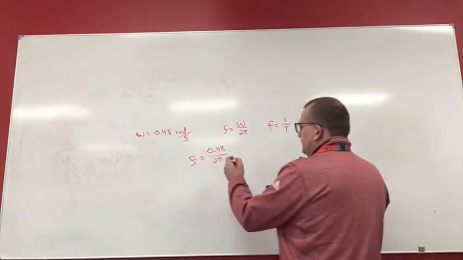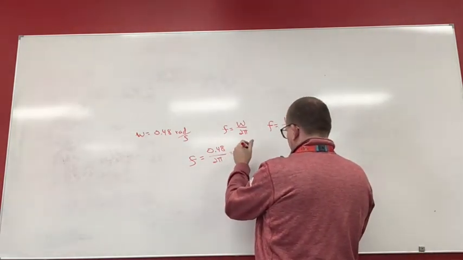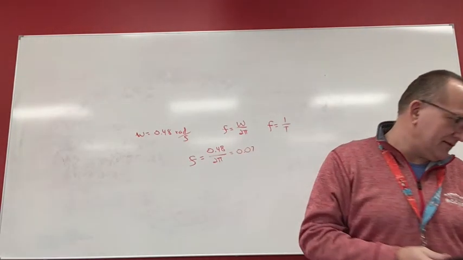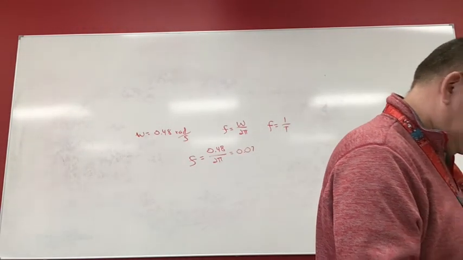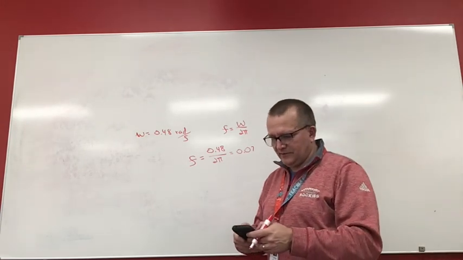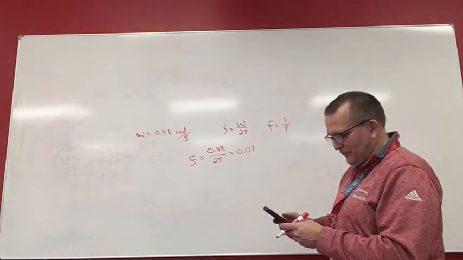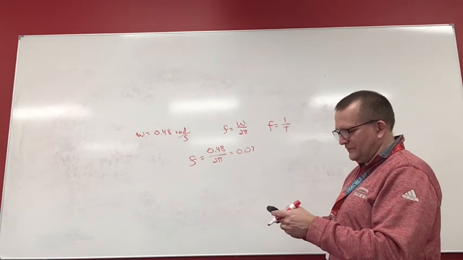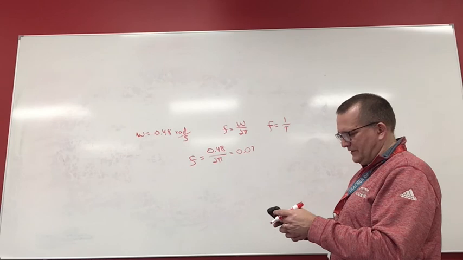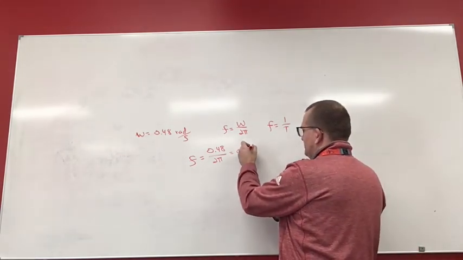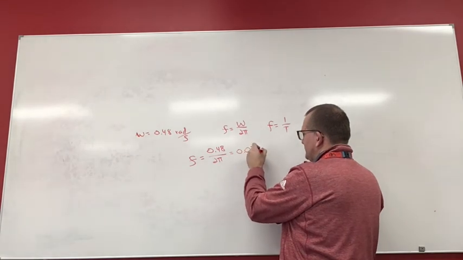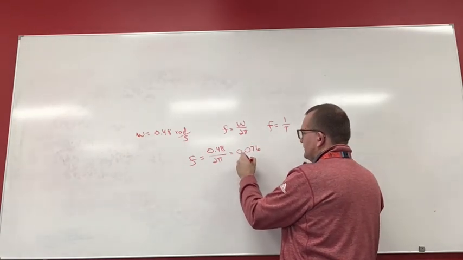So I take 0.48 over 2 pi. I want to have this in radians, don't I? I didn't have my calculator in radians. Let's try that again: 0.48 divided by 2 divided by pi. I get the same answer. I guess I was thinking angles. All right, 0.076, so we'll go 0.076 hertz.